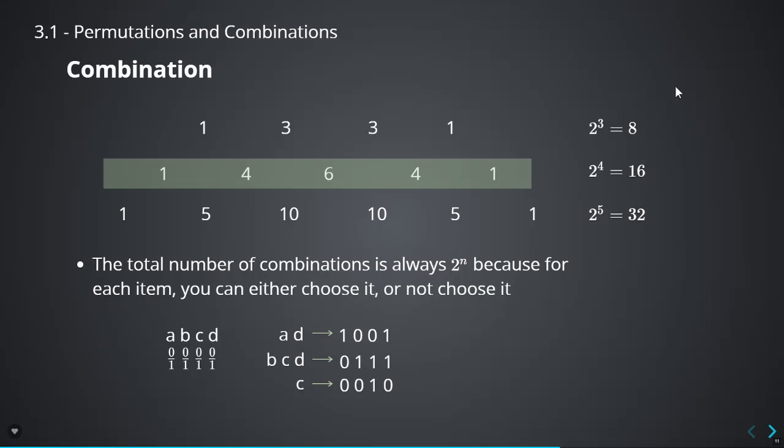For example, with the line 1, 4, 6, 4, 1 there, if you have 4 choices, A, B, C, D, each one of them you can either choose or not choose. So for example, AD corresponds to 1001 because I choose the first element and the last element. BCD corresponds to 0111 and so on. So how many combinations are there? Well, each bit representation corresponds to 1 combination. So you have 16 of them, from 0000 to 1111, or just the power of 2.